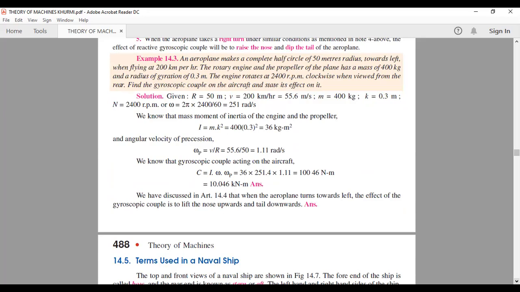Lastly we have the formula C is equal to I into omega p. So substituting all the values we got the answer, and we are also going to write the condition for it. So in the question they were not asking, but we have to write the condition for the problem also.